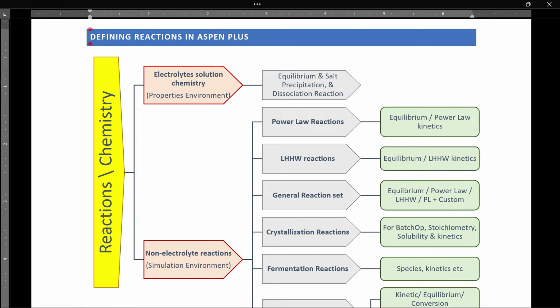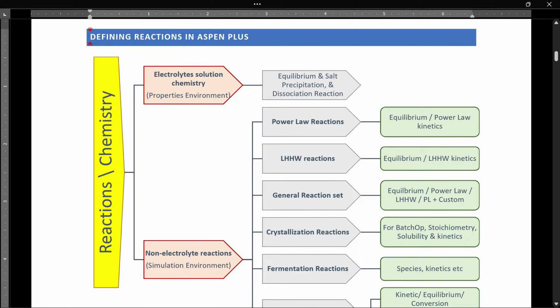Aspen Plus has an extensive capability to define a range of reaction kinetics and simulate the kinetic reactions using multiple reactor models. Broadly, the kinetics can be grouped into electrolyte solution chemistry and non-electrolyte reactions. The electrolyte solution chemistry is defined in the properties environment, where the possible reactions are equilibrium-based reactions, salt precipitations, and dissociation reactions. These reactions can be generated while using the electrolyte wizard, or alternatively, the electrolyte reactions can be added in the chemistry folder of the properties environment.